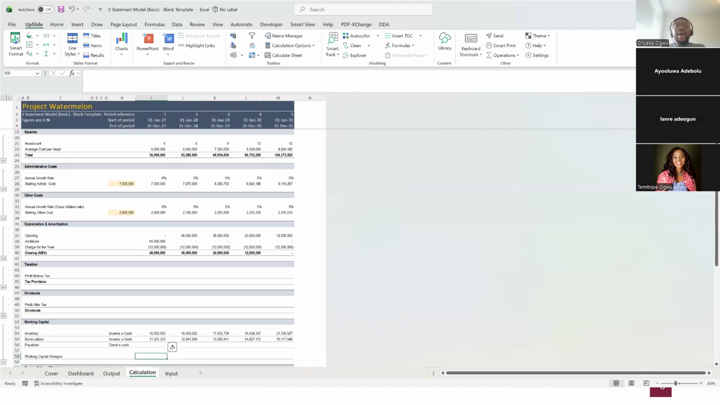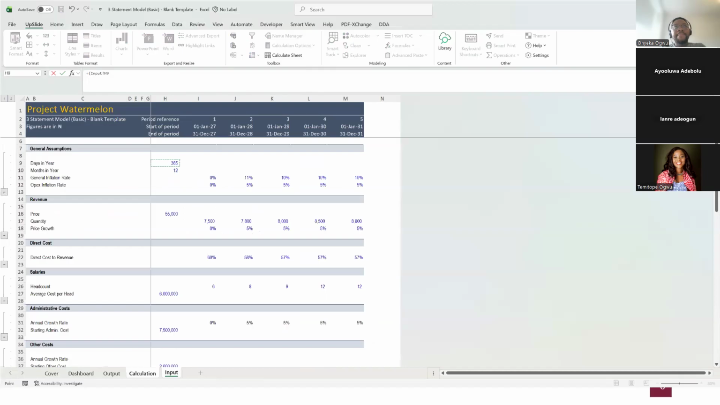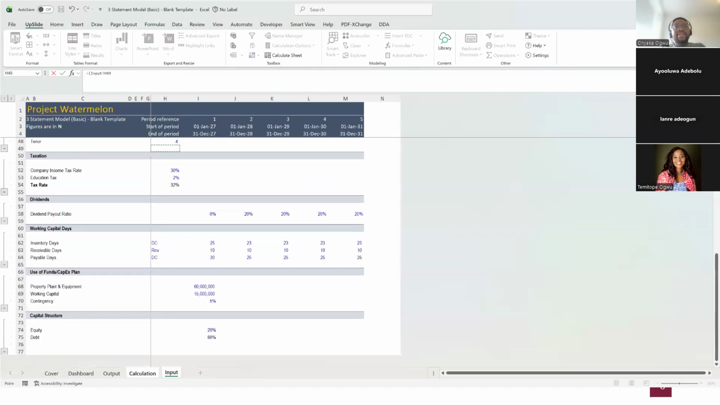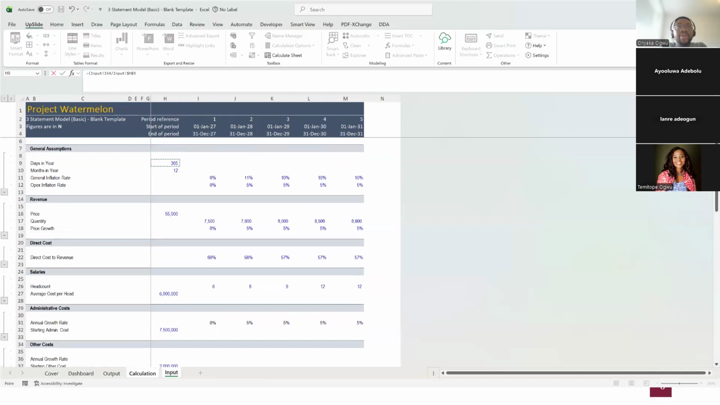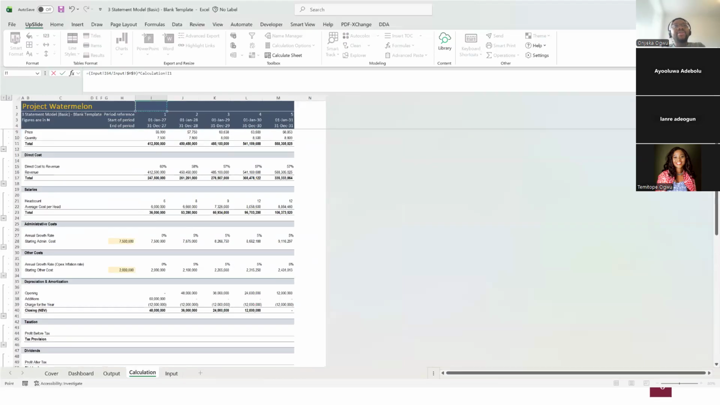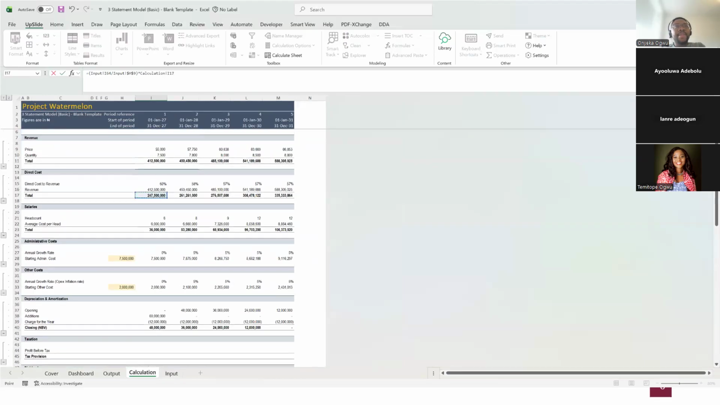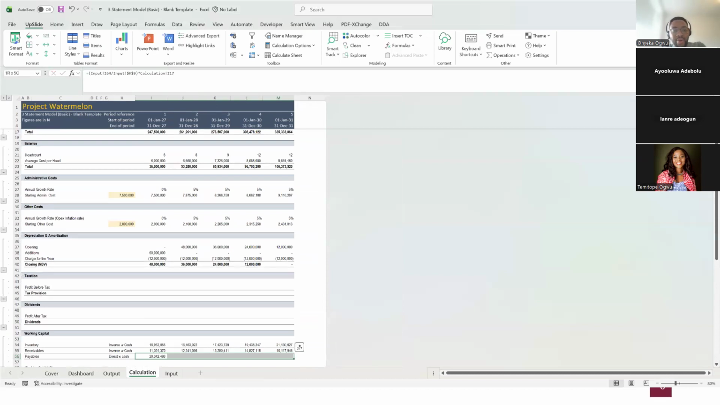Then for payable days, pretty much the same thing as well. Equals open bracket payable days, which we have here, payable days, which is 30, right? Divided by number of days, that's 365 days here, lock it, and multiply by direct cost. And direct cost, we have it up here, right? So now we have our inventory days, our inventory, receivables, and payables.